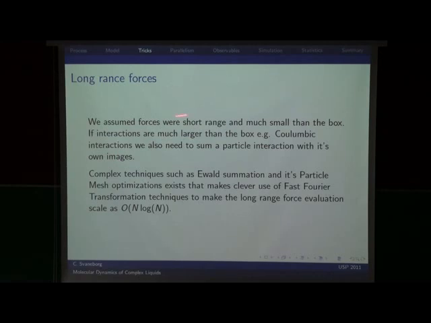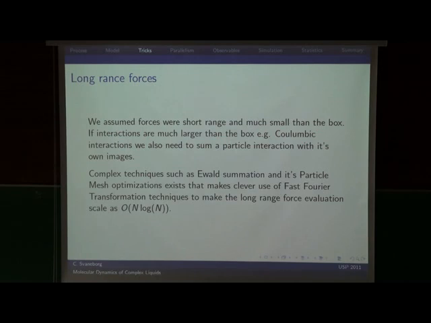I do not want to talk about long-range forces, except to mention that they exist. So far I've assumed that all forces have a cutoff distance that is much smaller than the simulation box. But for instance, we know Coulombic interactions go as 1 over r, which is long range. How can we treat long-range interactions? We need to calculate the interaction between a particle and not only its neighborhood, but also the periodic images of the entire simulation box, including the particle itself. So particles will be interacting with themselves and everything.